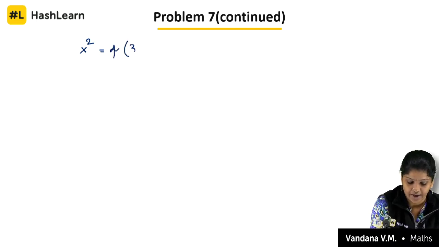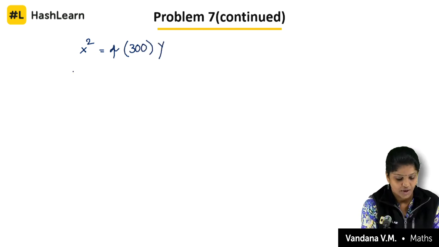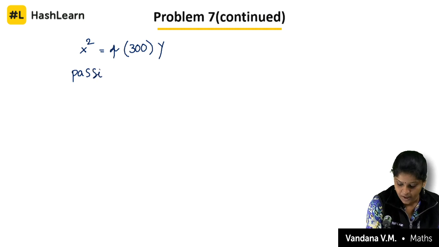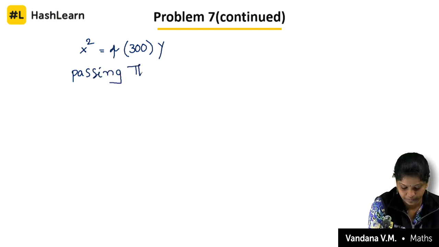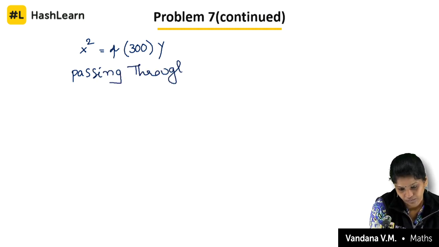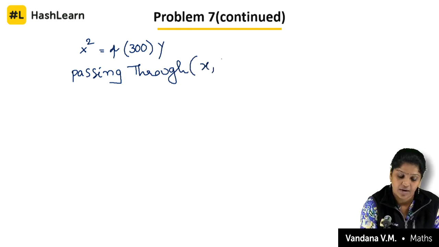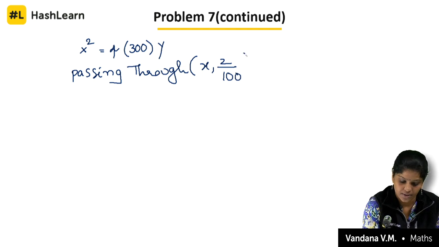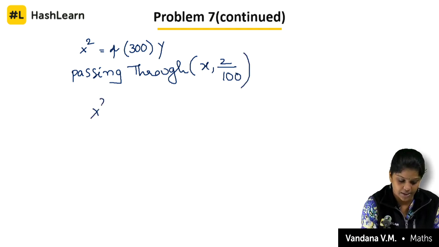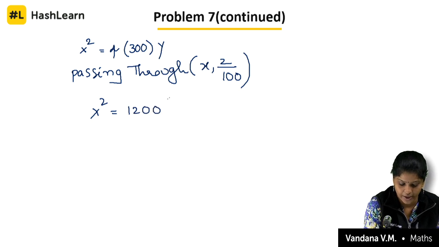This is the equation. What is the point it is passing through? Passing through (x, 2√100)? Substitute over there: x square is equal to 4 threes are 1200 into 2 by 100.